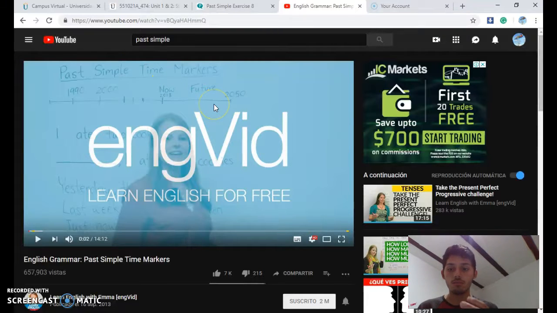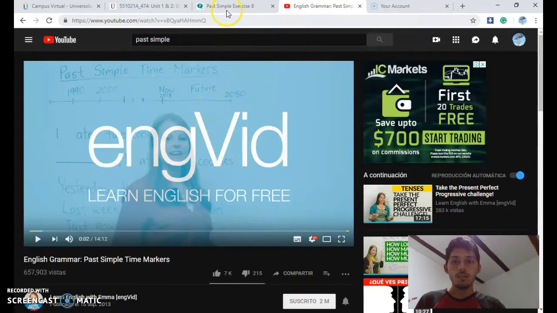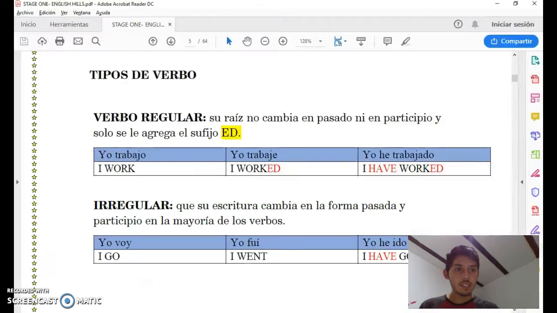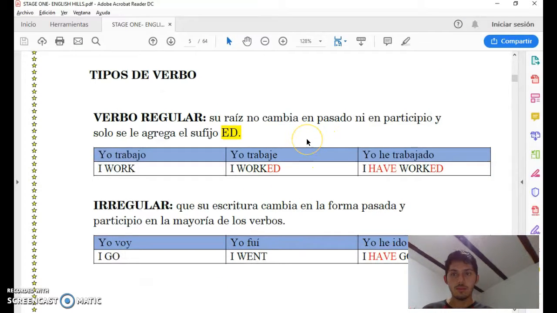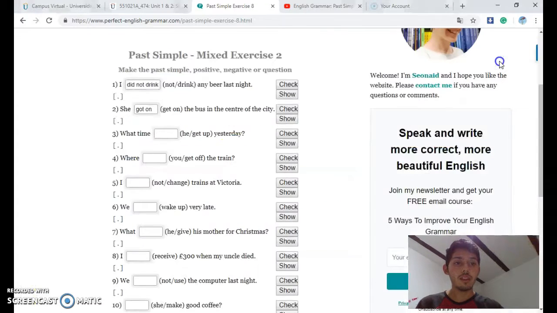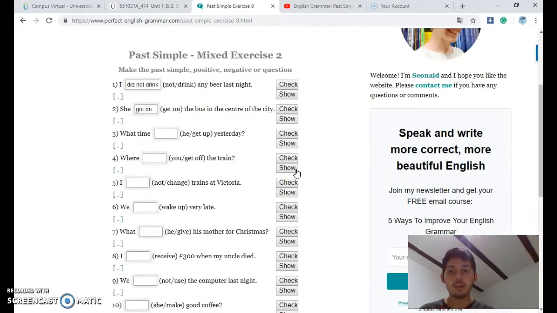So you can use these kinds of videos. You also can practice your skills in these kinds of exercises. And please keep in mind the types of verbs. So you have a regular verb and an irregular verb. So it's pretty important to keep in mind, guys. I think it is very useful, and you can use them every time you are making negative statements, questions, or just saying something affirmative.